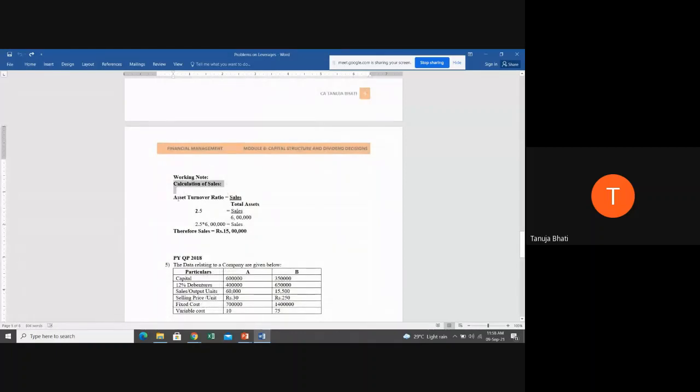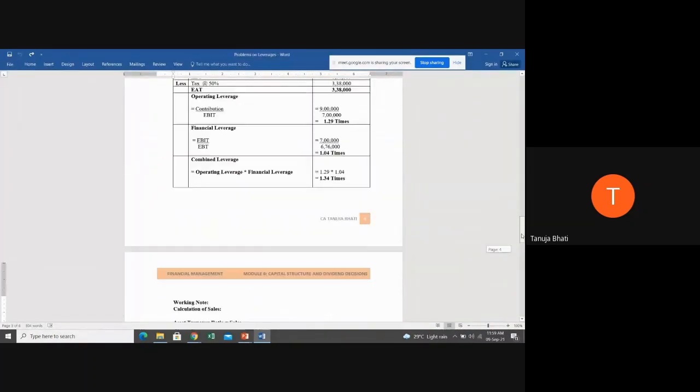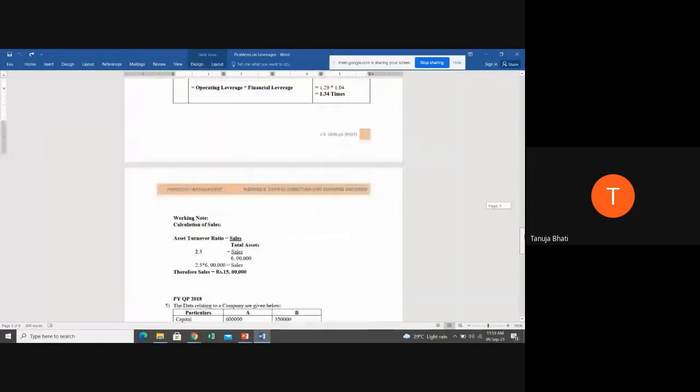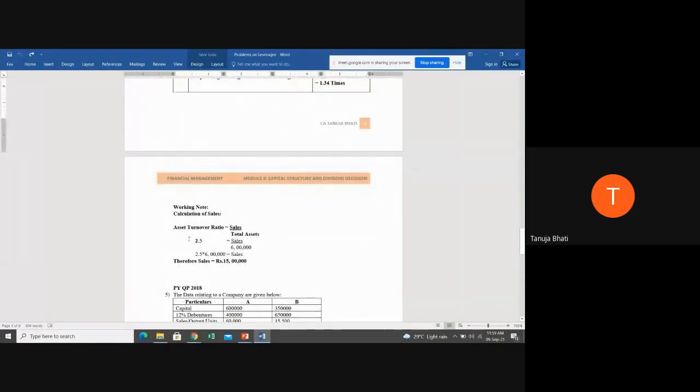Calculation of sales. Asset turnover ratio is sales divided by total assets. So we know that the asset turnover ratio is 2.5 times. Sales is the unknown figure. Total assets, you can take from your balance sheet. So here is the balance sheet. What is the total assets? It is 6 lakh. So when you multiply 2.5 into 6 lakh, you get the sales as 15 lakhs.